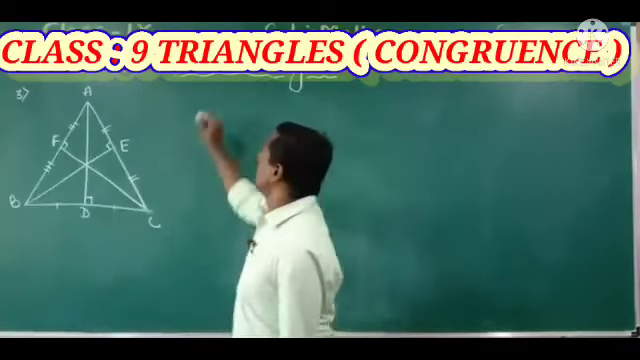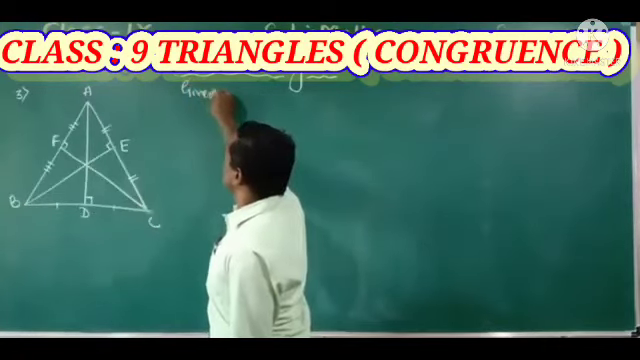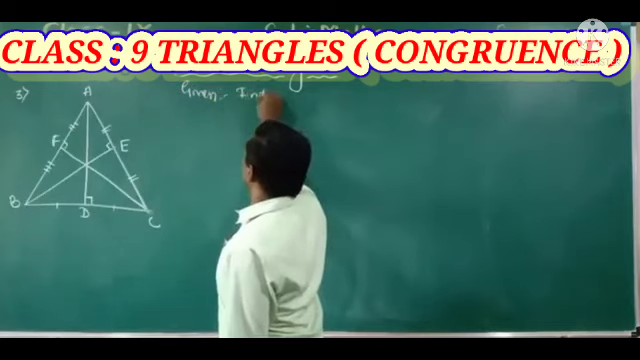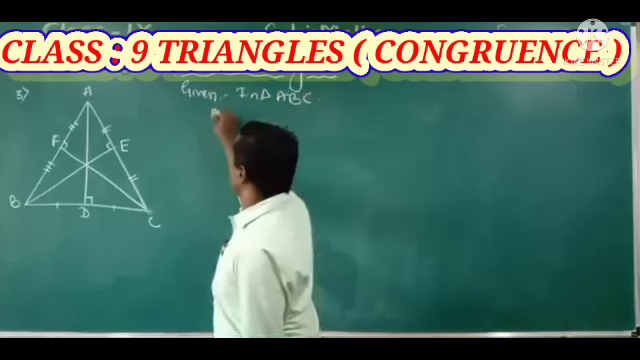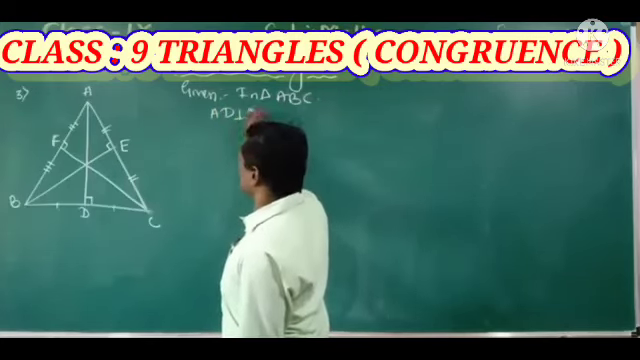First write the given. What are the given data here? In triangle ABC, AD is perpendicular to BC.